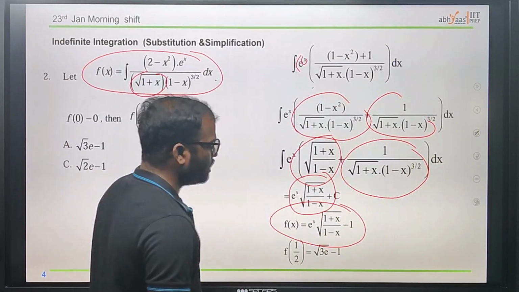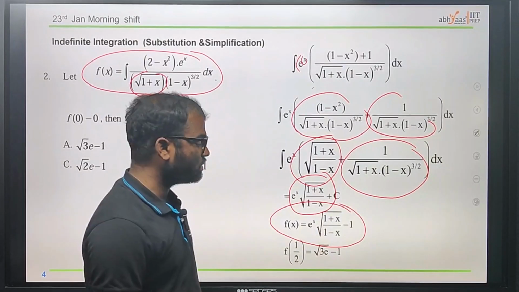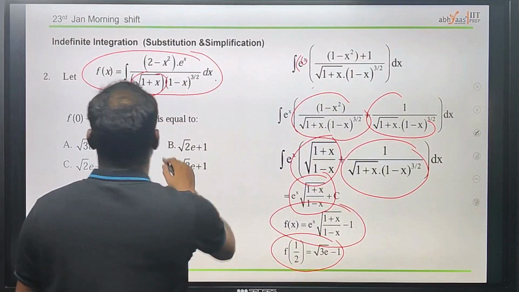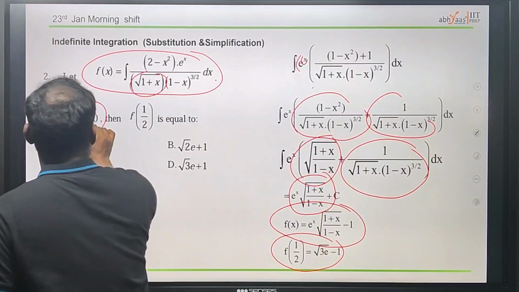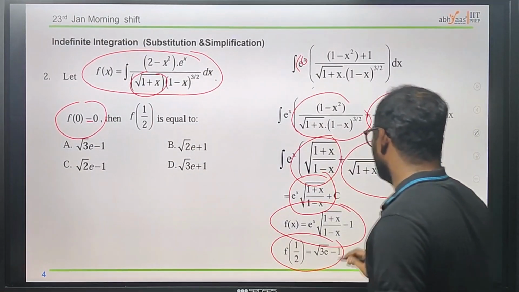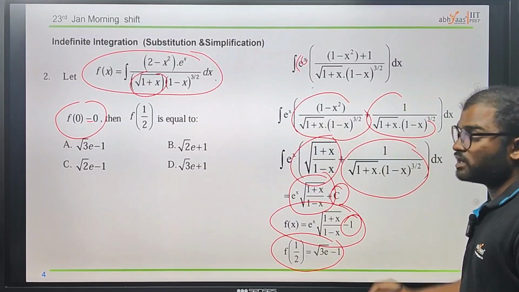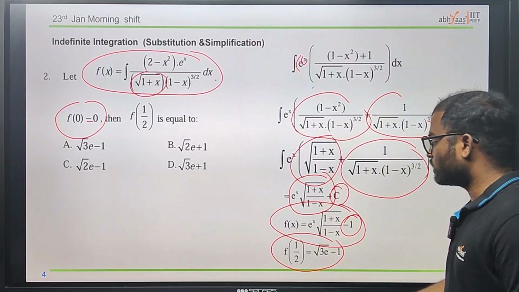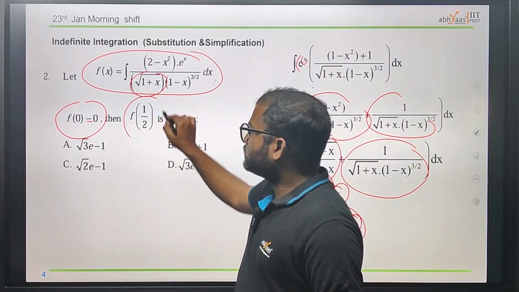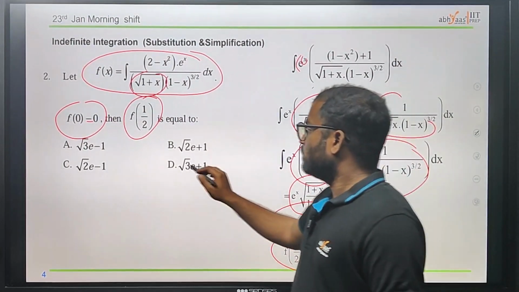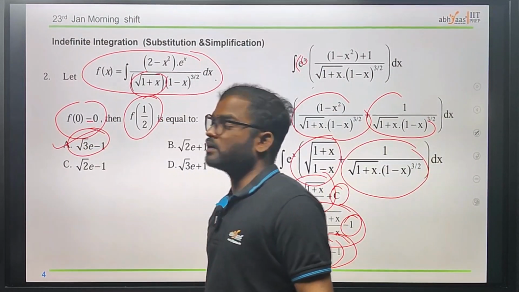The last thing, the function will be given as e power x under root of (1 plus x) divided by (1 minus x) minus 1. Now just substituting those values, they have already given f of 0. By using f of 0 we can easily find the c value, which is minus 1. Now the final thing, just substitute 1 by 2 in place of x, and we will get root 3 minus 1. A is the correct answer.